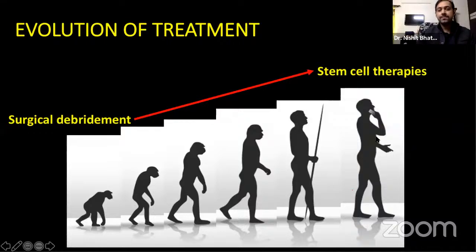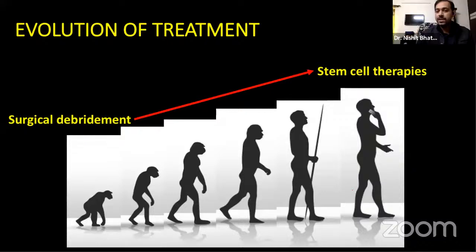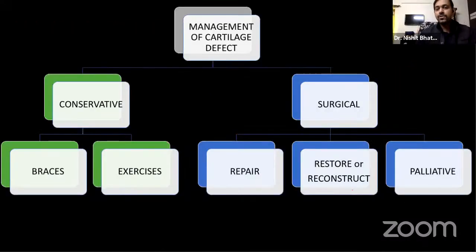So over a period of time, the cartilage defects and how they have been treated has evolved. Initially, very early on in the 1970s and 80s, we only had a surgical debridement or arthroscopic lavage that we could offer to the patient. And we have now come into 2020 where we can even offer patient therapies which are derived from stem cells. Overall, if we look at the management of any cartilage defect, we can broadly classify them into a conservative group of treatment or a surgical line of management.